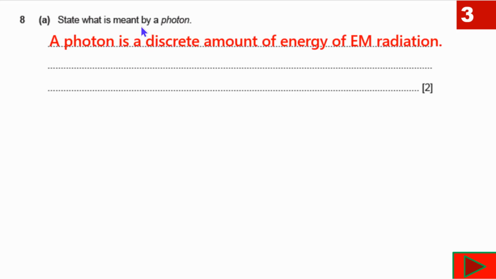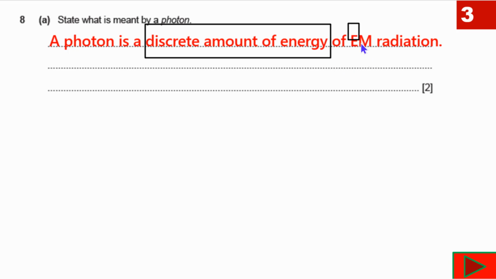Here is a full answer. If you write your answer like this and mention these 2 points: first, if you mention a discrete amount of energy, you will get 1 mark. And if you mention electromagnetic radiation, you will also get the second mark.